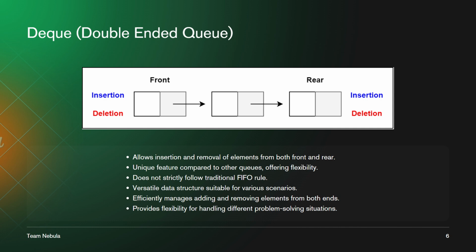Because of its flexibility, the dequeue is an incredibly versatile data structure. It allows us to efficiently add and remove elements from both ends, making it suitable for various scenarios and problem solving situations. Whether we need to add something important at the front or remove something from the rear, the dequeue has got us covered.